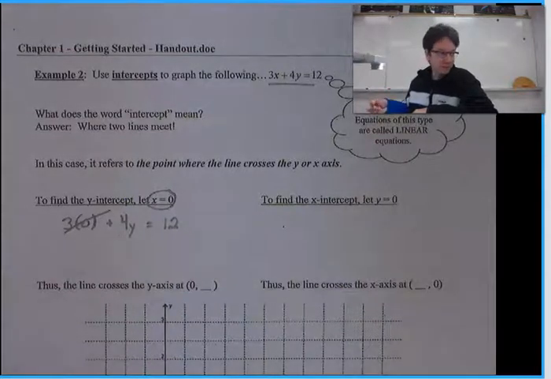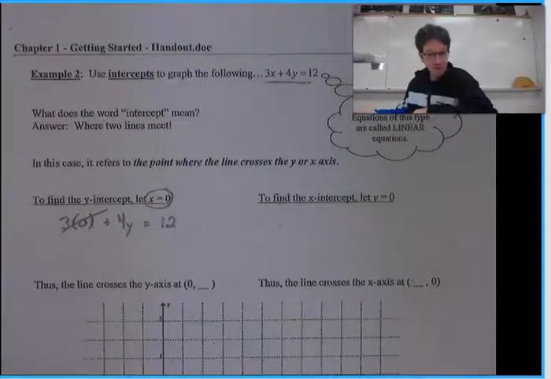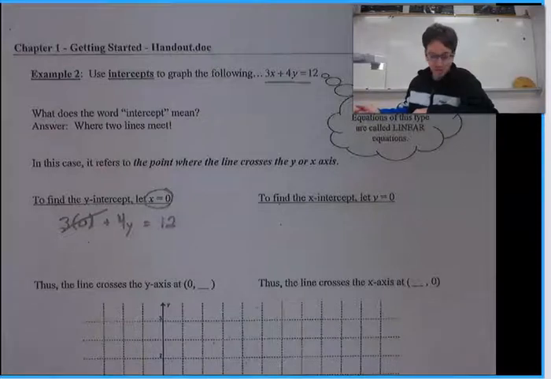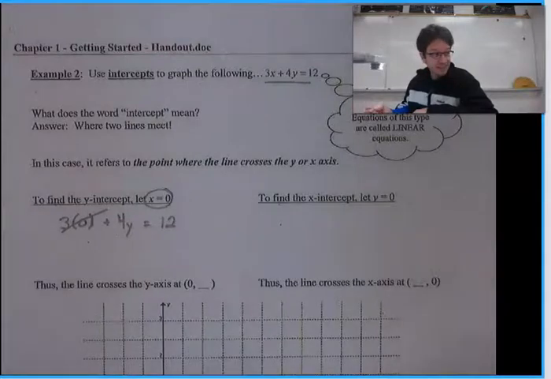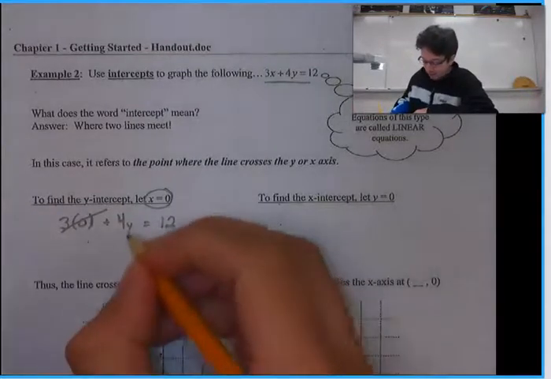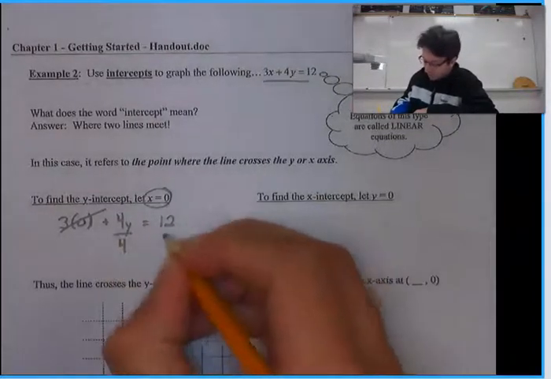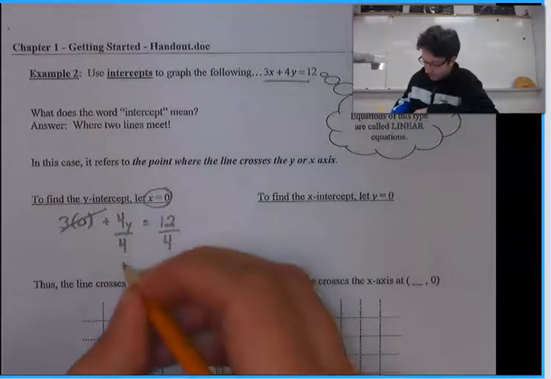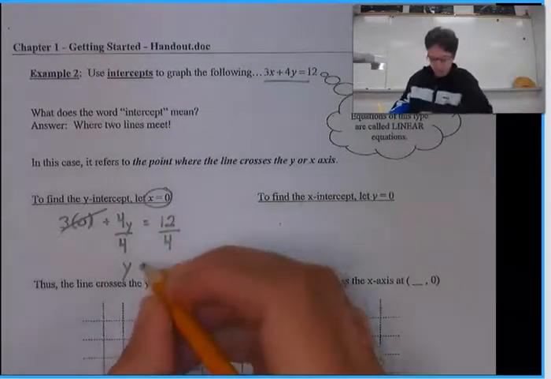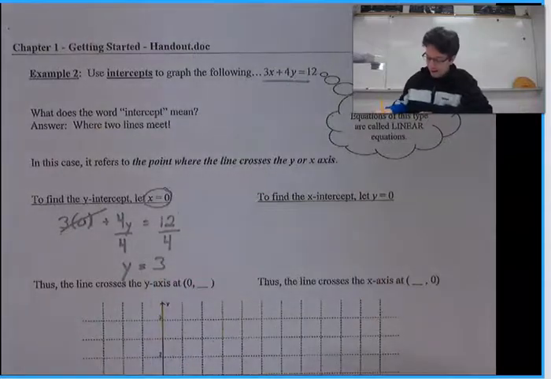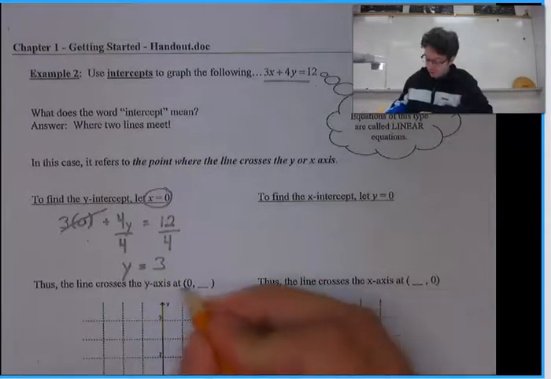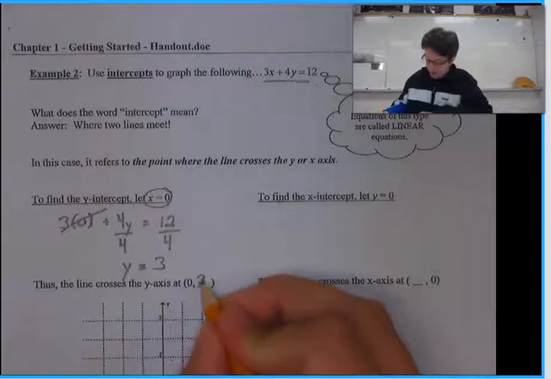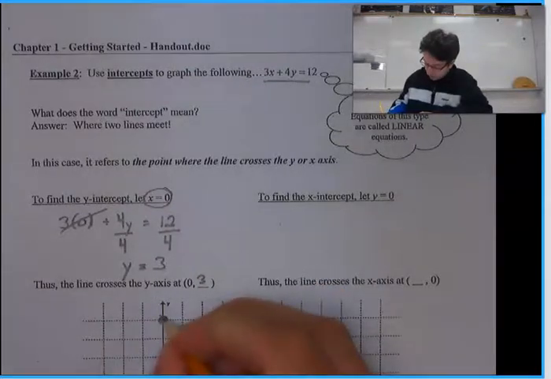So again, now this is where the skills of rearranging equations will also come into play. Okay, a lot of the math skills we go over are going to appear over and over again in everything we do. So in order to isolate for y then, since it's being multiplied by 4, divide both sides by 4, and we'll get y equal to 3. And so we know our y-intercept is 0 and 3. That's our coordinate right here.